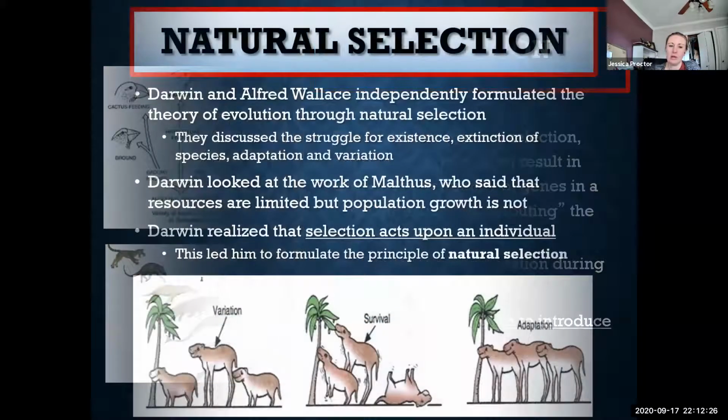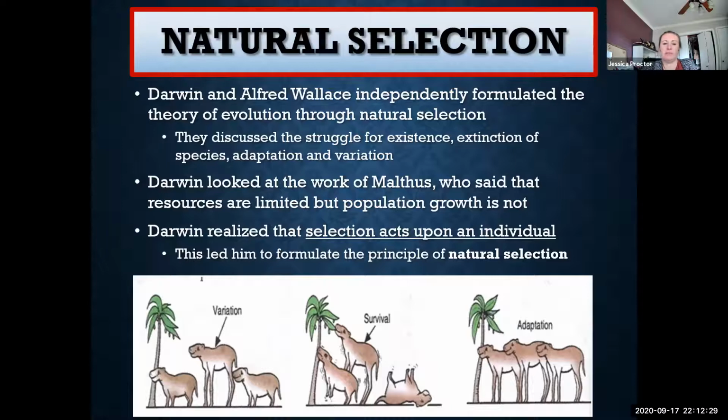All right, let's talk first about natural selection. Both Charles Darwin and Alfred Russel Wallace independently formulated the theory of evolution via natural selection. Wallace actually is one of the reasons that Darwin went ahead and published his results, because he was fearful that Wallace would gain credit for his ideas. They discuss the struggle for existence, extinction of species, adaptation, and variation. They realized that within a breeding population, more organisms are produced than can possibly survive. So that's where natural selection comes in.